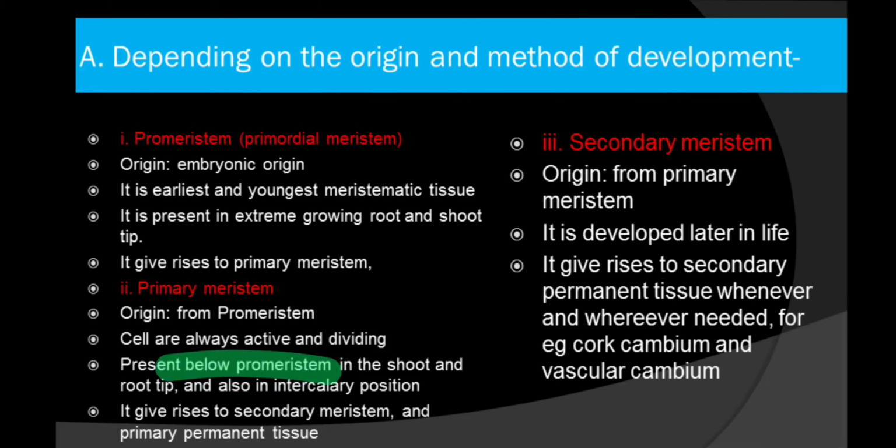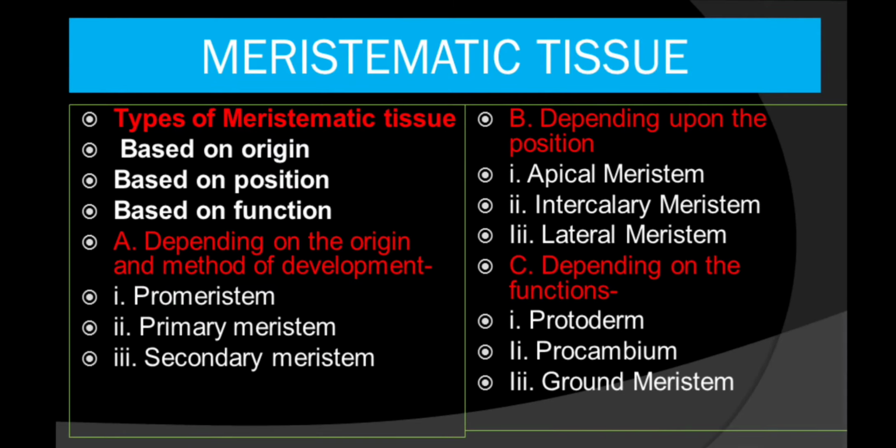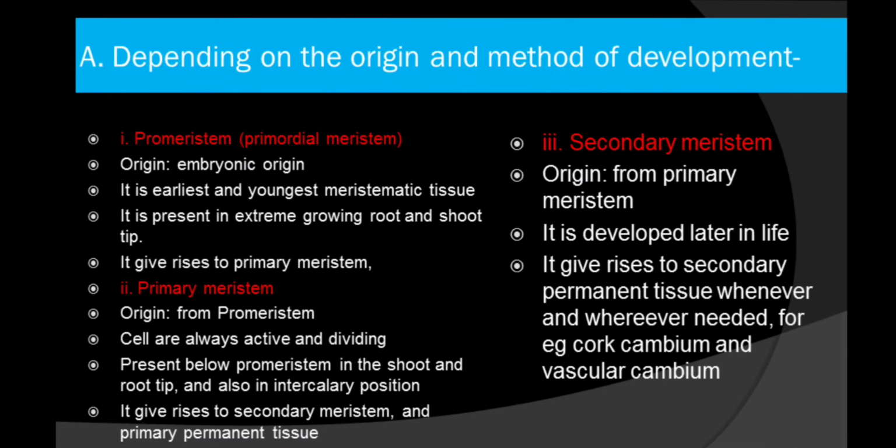Then we have the primary meristem in the shoot and the root tip, and also in the intercalary position. As I told you, according to the position, there are three: apical, intercalary and lateral. So in the intercalary position also some primary meristems are present. It gives rise to secondary meristem, as I already told you, and primary permanent tissue like the first formed xylem, first formed phloem, sclerenchyma, parenchyma. So these first formed cells are formed from the primary meristem.